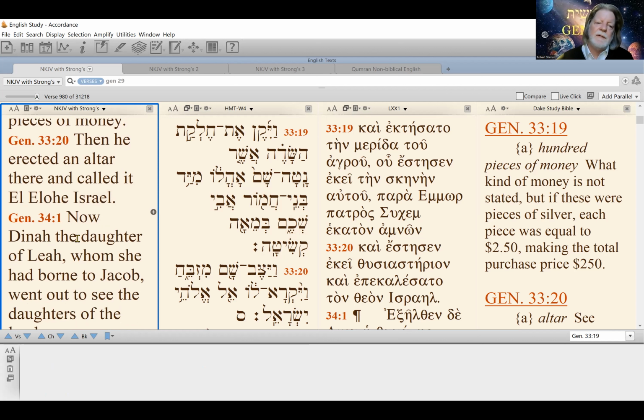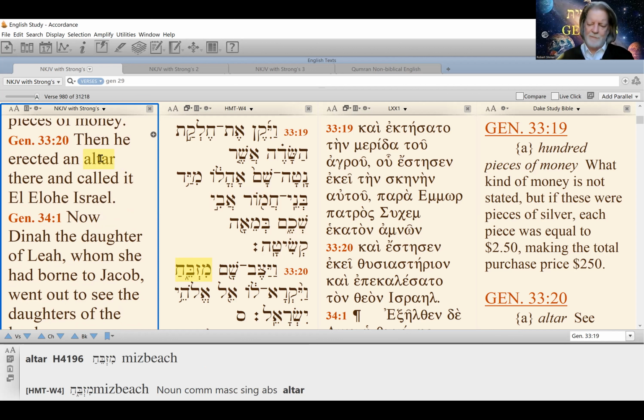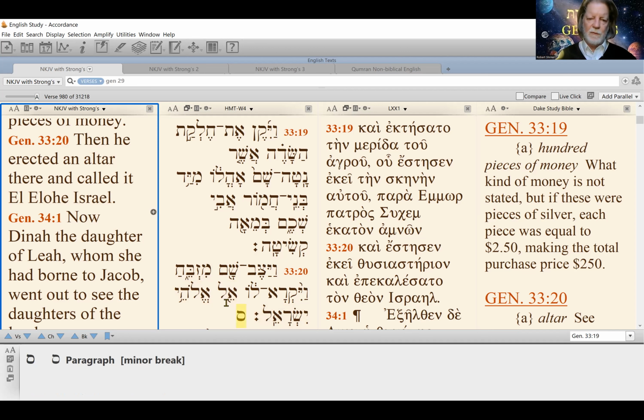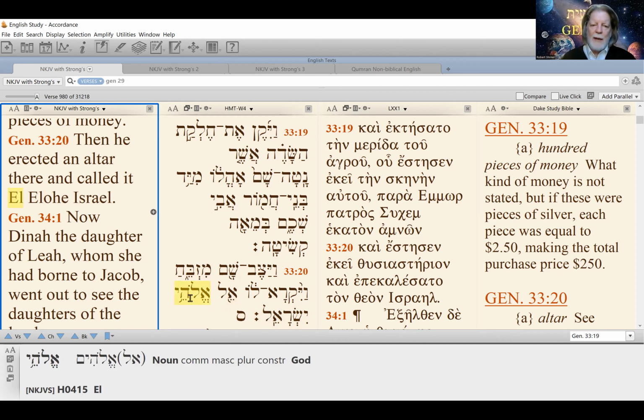Then he erected an altar there. So a place of worship, which would be a big pile of stones, where he can build a fire on top of it and offer animal sacrifices to his God, whom he calls El Elohe Israel. So El is highlighted down here. El is a shortened form of Elohim. Elohe is a unique form.